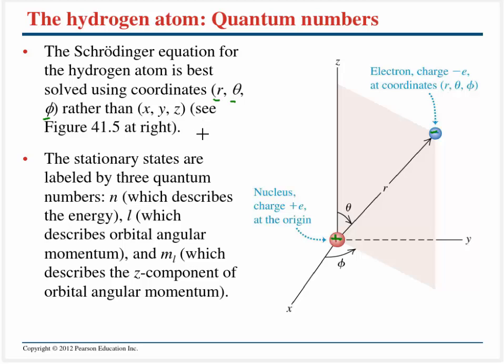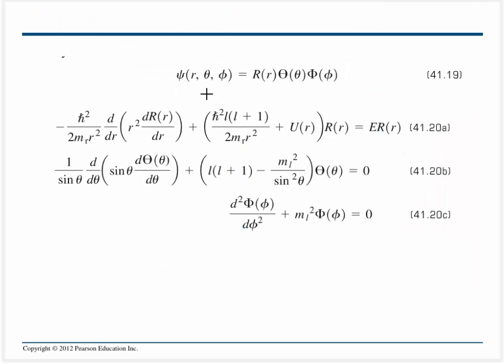What I care about a lot more is some of the implications of this. The implications are that we're going to have some stationary states with some quantum numbers, just like we had nx, ny, and nz for a particle in a box. These quantum numbers are discrete, and we're going to have n, which describes the energy, L, which describes the orbital angular momentum, and then m sub L, which describes the z component of the orbital angular momentum. And just to scare you, we're writing our wave function, again, as a function of r, theta, and phi, and the Schrodinger equation breaks down as such.